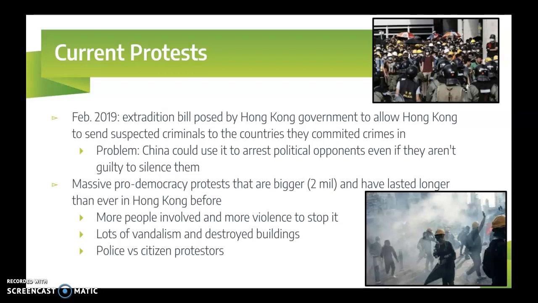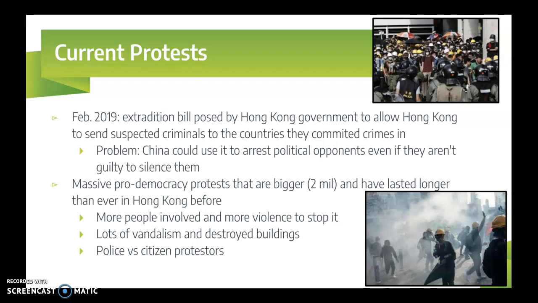I'm not going to get into all the details of it, but essentially there's a murder case. And somebody from Hong Kong murders someone in Taiwan. He goes back to Hong Kong, and Taiwan obviously wants to prosecute him because he murdered someone in their country. Right? So the Hong Kong government tries to work with Taiwan. They say, we're going to have this extradition bill in February, and it's going to allow us to send our suspected criminals to the countries where they committed crimes. So we'll be able to send our citizen who murdered someone in Taiwan back to Taiwan, and then he can get prosecuted. So it's a little bit confusing, but that's basically where this starts.